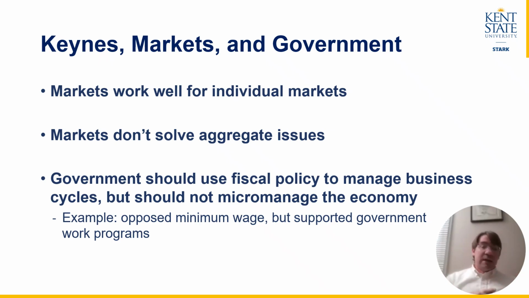So, for example, John Maynard Keynes actually opposed the minimum wage, which is kind of surprising to some people. He didn't think that this individual market for labor was something that government should get involved with. They shouldn't be setting prices like that. At the same time, Keynes was very supportive of government work programs. So, yes, the government should step in and provide jobs to people in the case that the economy is not doing very well.